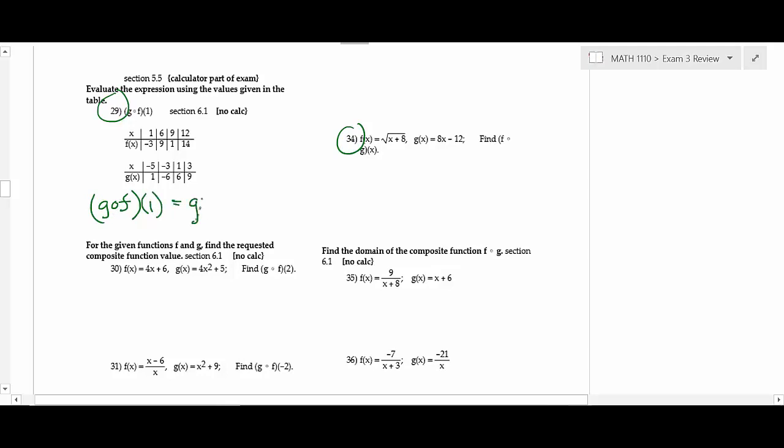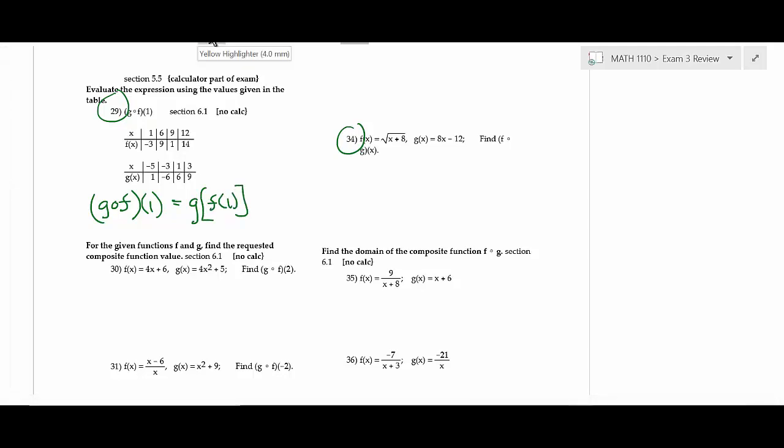Write this as g bracket f of 1. Then you can start reasoning through what you want to do. Okay, so f of 1, you've got to look at my chart. On my chart, you're going to 1. What's f of 1? -3, right? So the result of f of 1 is -3. So you would write this like this then. You would say that would be g of -3, right?